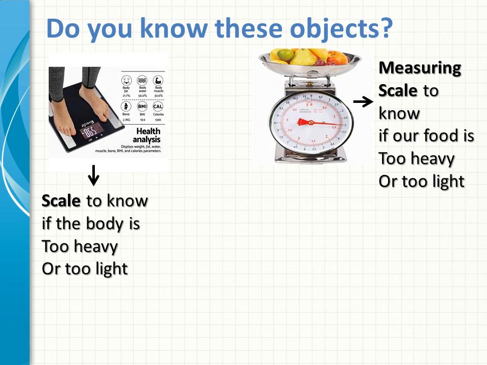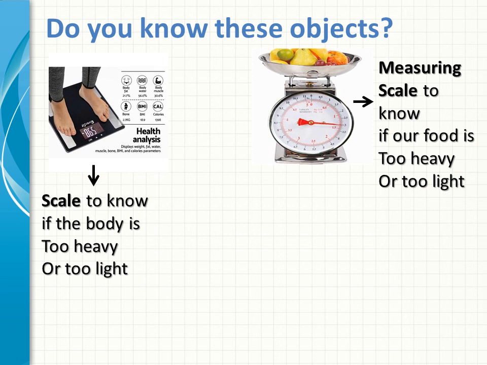Remember this? When you go to some food stores, you want to buy mutton, or sometimes maybe chicken or fish, you see this kind of scale. It's a measuring scale and it is used to know if our food is too heavy or too light. We find them also in the malls where you go to pick up your grocery.